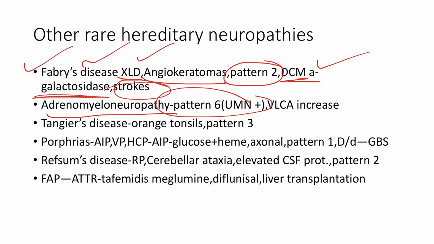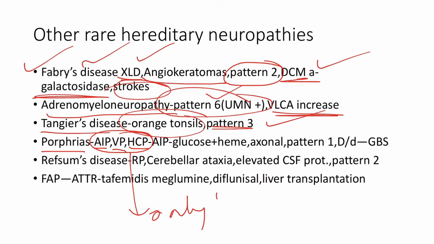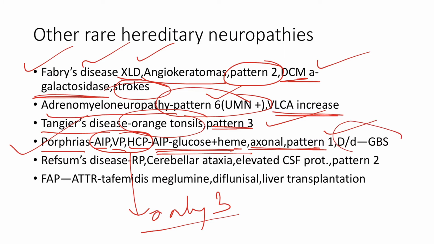Adrenomyeloneuropathy, there will be UMN signs, we have already discussed the sixth pattern, and there will be an increase in the very long chain fatty acids. And Tangier's disease, orange tonsils will be present, very classical, and the third pattern, that is a mononeuritis multiplex kind of pattern. Porphyrias: acute intermittent porphyria, variegate porphyria, and hereditary coproporphyria are the only three porphyrias which present as neuropathies. Acute intermittent porphyria, the treatment is glucose plus heme. It is an axonal pattern, and the first pattern, that is DD, will be GBS. They have a subacute onset.